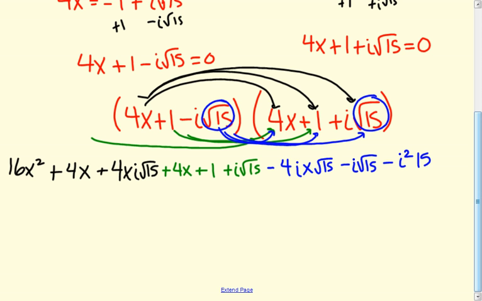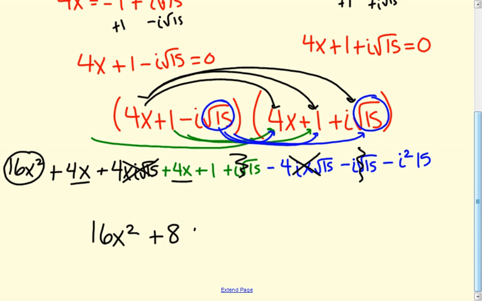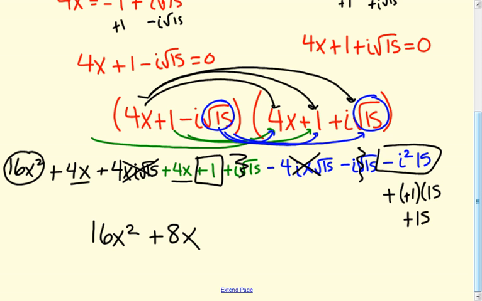All right, luckily we have a bunch of like terms that we can get rid of. So that will cancel with that, and this will cancel with this. And then I have 16x squared right here, and I have 4x and 4x, which makes 8x. And then I have this 1. And then be careful because I have negative i squared, which is -1 times 15. That's what this chunk is right here. So obviously this becomes positive 15. Okay, so I have 1 plus 15 over here, which makes 16.